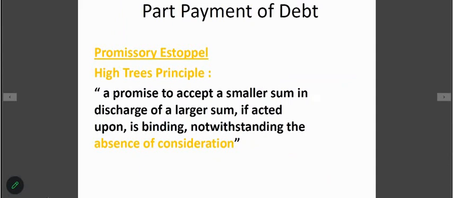All right. So here is another example. A promise to accept a small sum in discharge of a larger sum, if acted upon, is binding, notwithstanding the absence of consideration. Okay, there is no consideration, they agree, and this is binding for the small sum that they pay, and the creditor will not take from them anymore once there is no consideration.